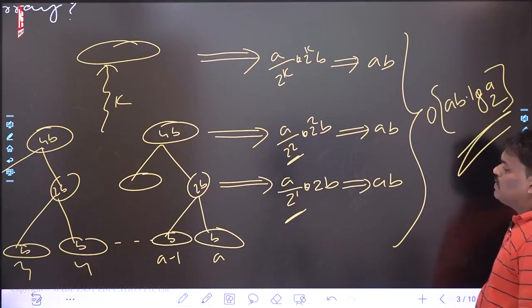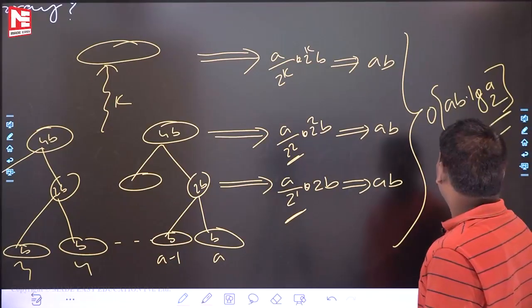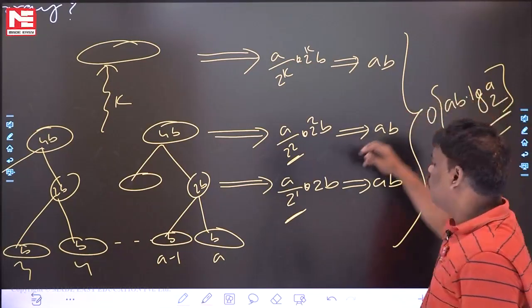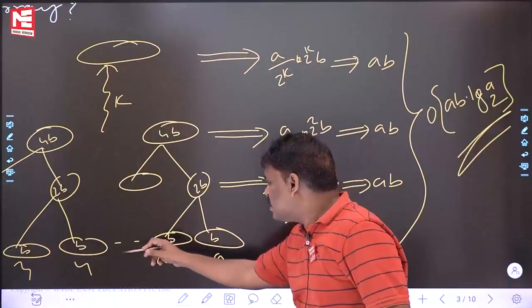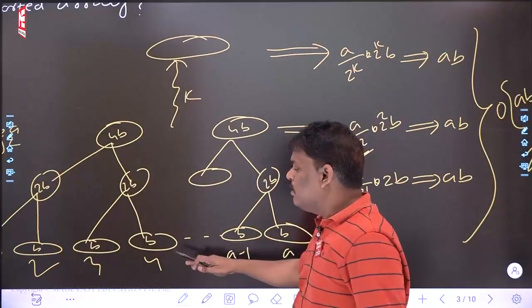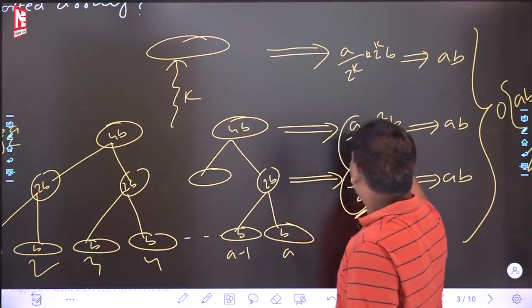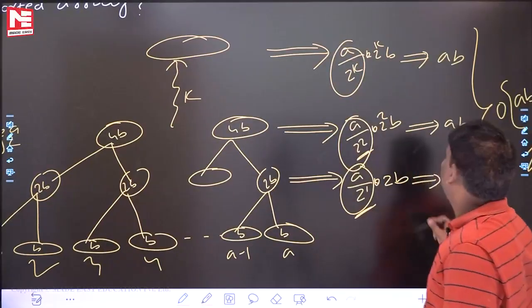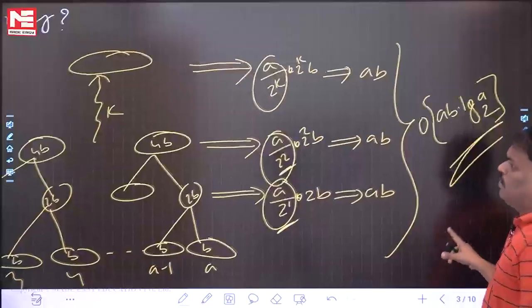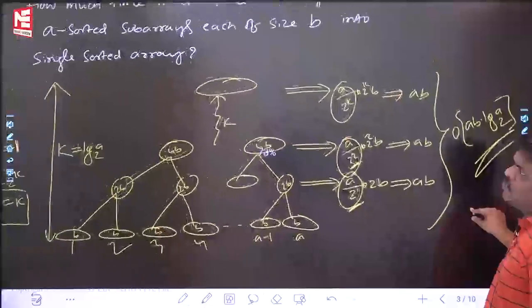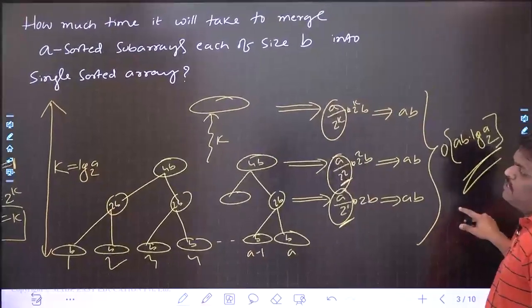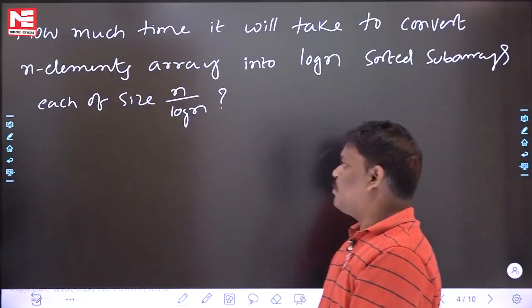Some people are asking one small thing. What they are asking is, why did log a levels come? There are a groups in the first level. If you divide a always by 2, definitely log a levels. Every level cost ab log a. This problem is the same as the previous problem, right? Please take care. Let's see another problem.